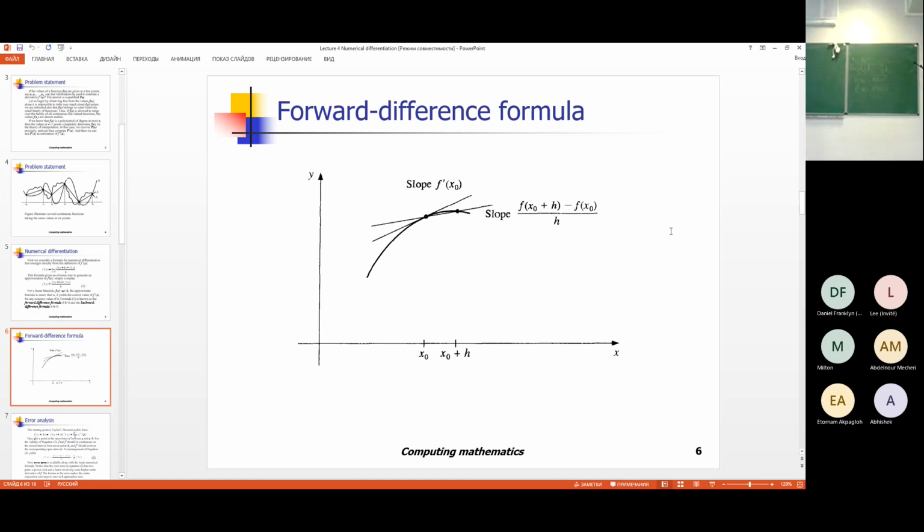This formula includes two values of the function. f of x0. What is f of x0? 0 or 1? 1. Yes, it's 1. f of x0 is 1.